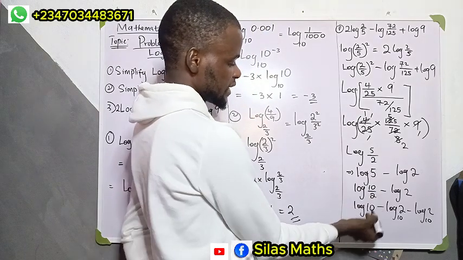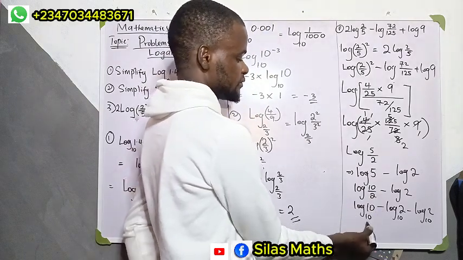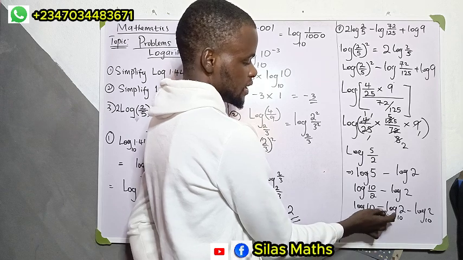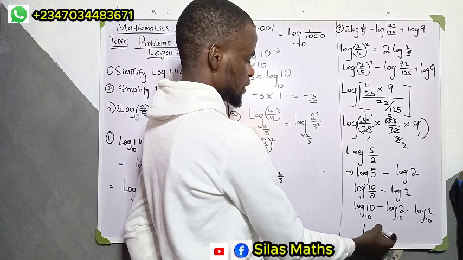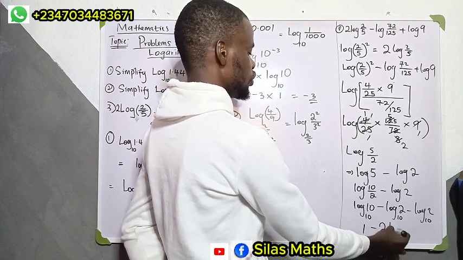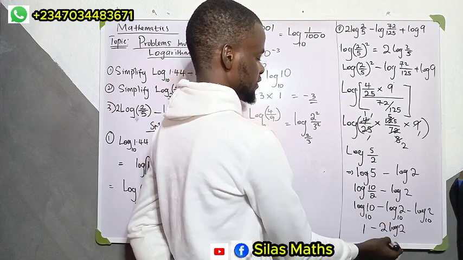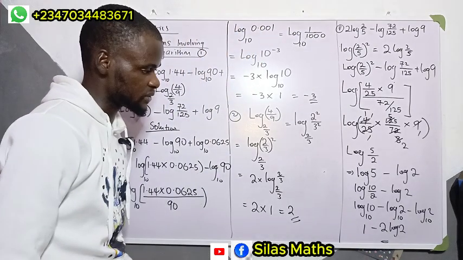So if that is the case, log 10 to base 10 will give me 1. Then minus log 2 minus log 2, which is going to give me minus 2 log 2. Yes, and that will be the final answer. There's nothing else to solve here.